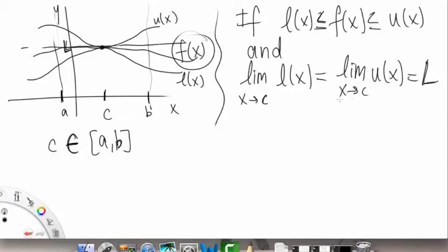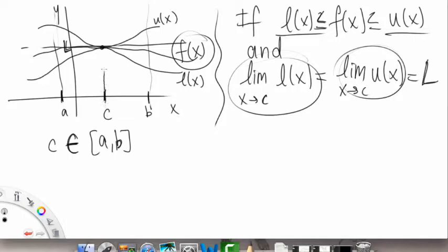So basically, if the limit of the upper function is the same as the limit of the lower function, so if these two are the same at a given point c, that means that f of x, the one that has to always stay in the middle, is going to be forced, or squeezed, into approaching the same limit, okay?